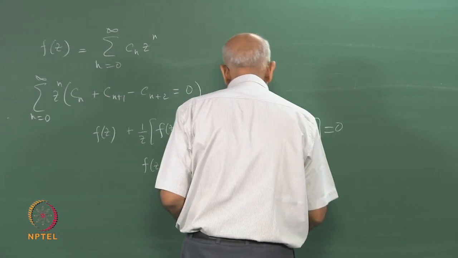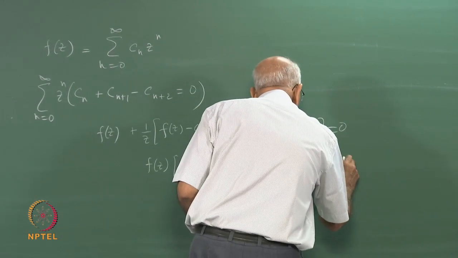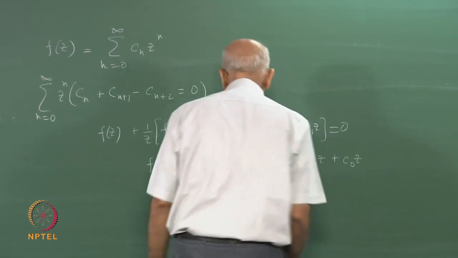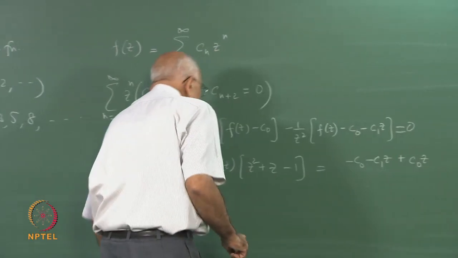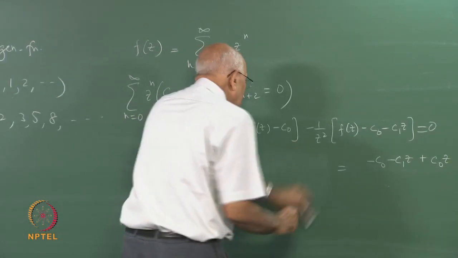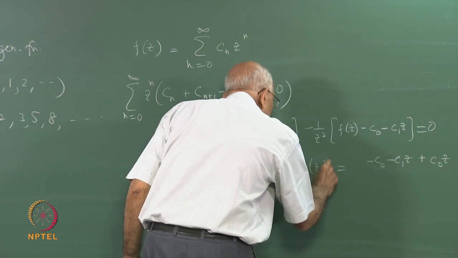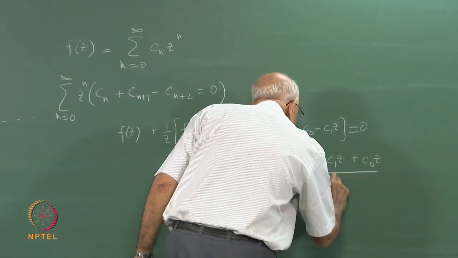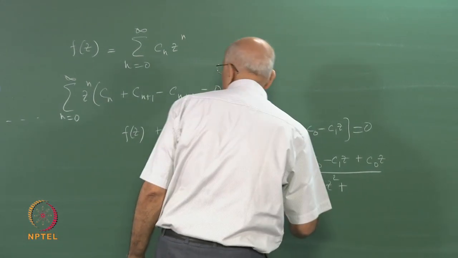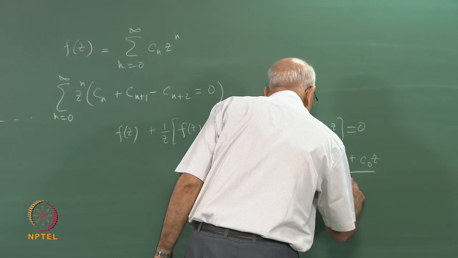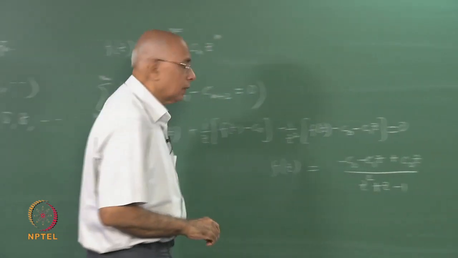a plus C naught z, and dividing through by this you immediately get f of z as a rational function, with denominator z squared plus z minus 1, that is it.